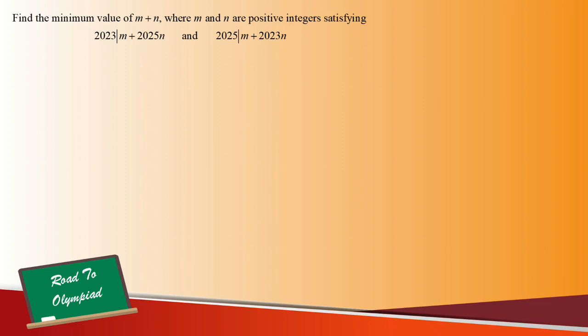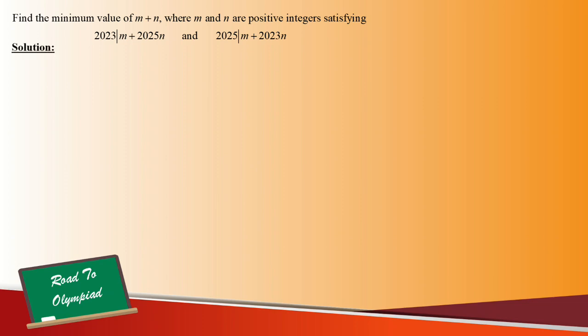Divisibility is fun. We see two relatively prime numbers, 2023 and 2025 here. Also, not to mention that both of them have m, which is invariant in this case. How are we going to relate them together to find the minimum value of m plus n? Pause the video if you like to give this problem a try, and when you are ready, keep watching to learn how to solve it.